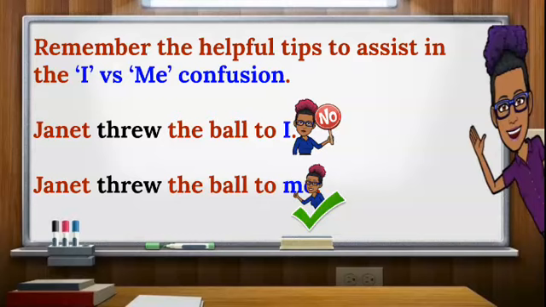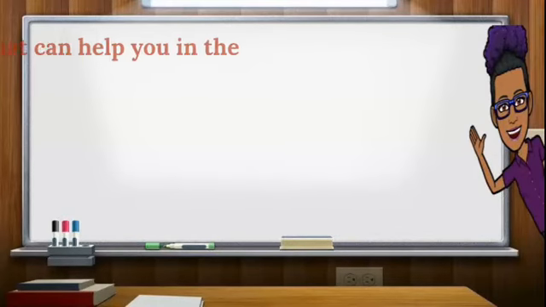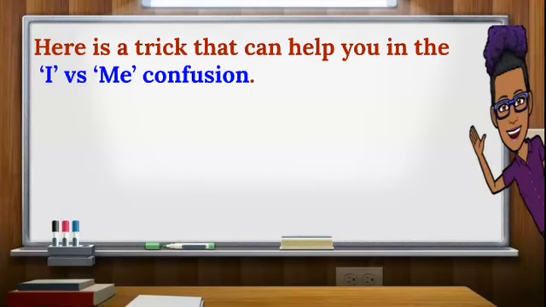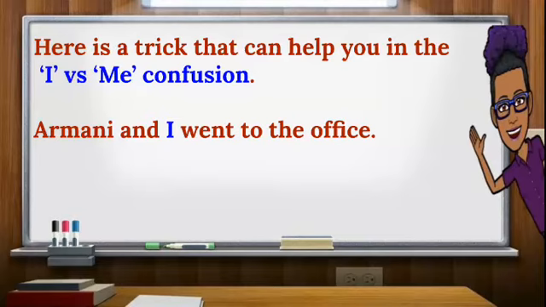So here we have our verb before our object pronoun. So the answer is "Janet threw the ball to me." More examples again. Now here's a trick that can help you again with the I versus me confusion. Now let's look at these sentences and see the trick that I'm telling you about.